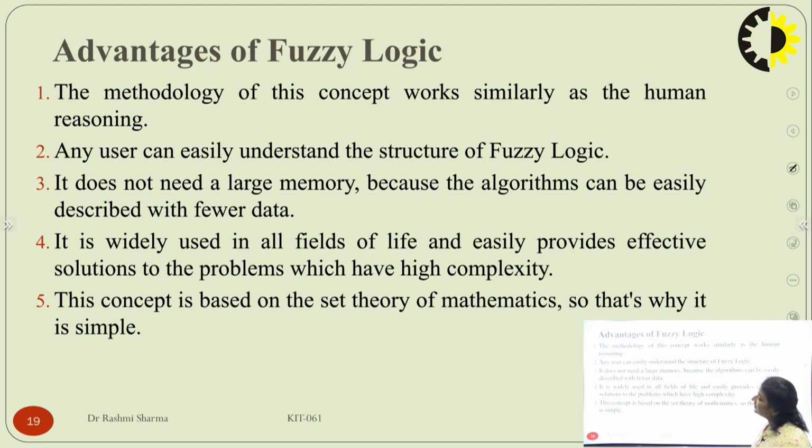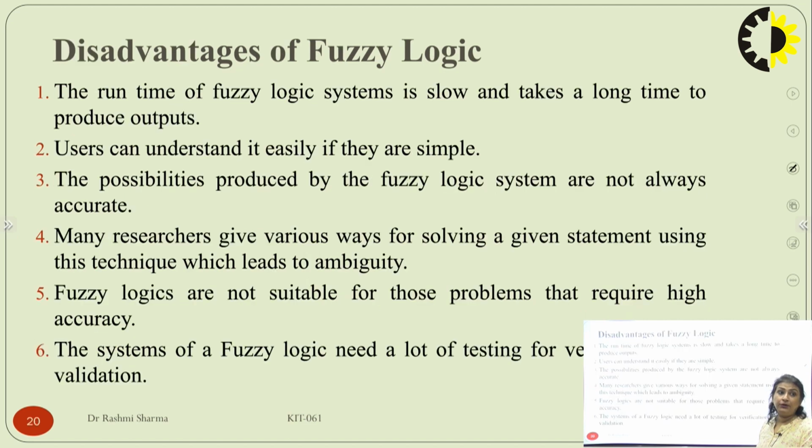So what are the advantages? This concept is similar to human reasoning, and so we have a very easily understandable way for fuzzy logic. We do not need large memory, we only require an inference engine where you have that particular rule based system, because the algorithms can be easily described with fewer data. So it is widely used in the field of life, and you can effectively find solutions for those particular problems which have high complexity. And this concept is based on the set theory of mathematics. That is why it is very simple to implement.